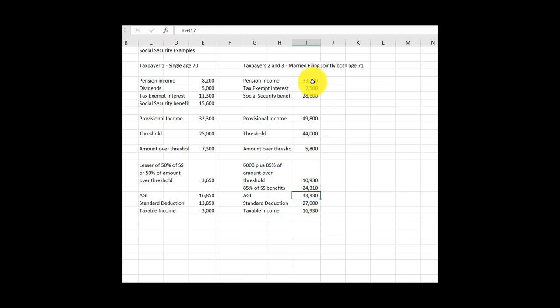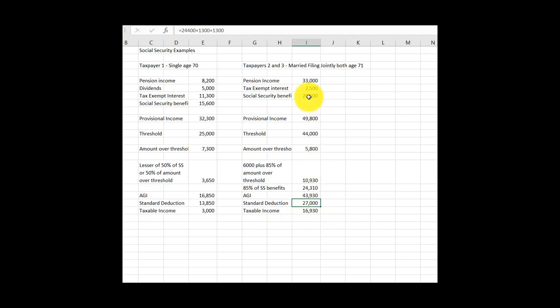We go back up, pick up the pension. We pick up this amount of our Social Security. We ignore the tax exempt interest because it is tax exempt. We give the extra standard deduction for each of the two, $1,300, because they're both over 65. So these two would have to have itemized deductions of more than 27,000 to have a better situation by itemizing. So they would use a standard deduction in our case here, 27,000. Then their taxable income would be 16,930.